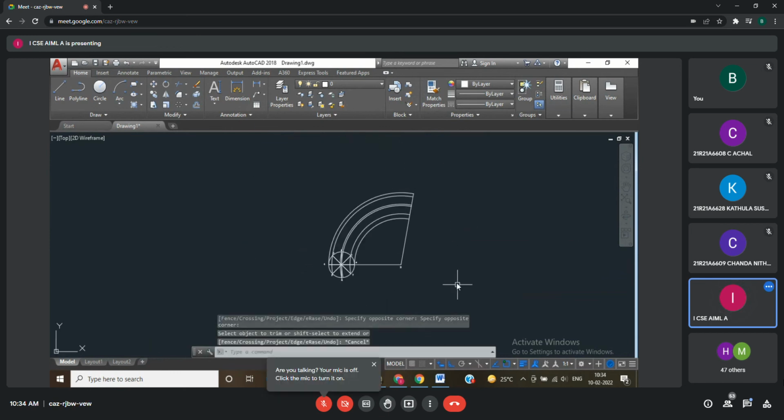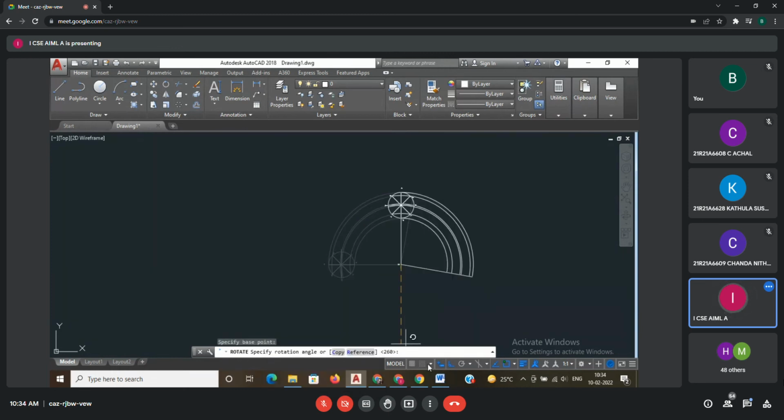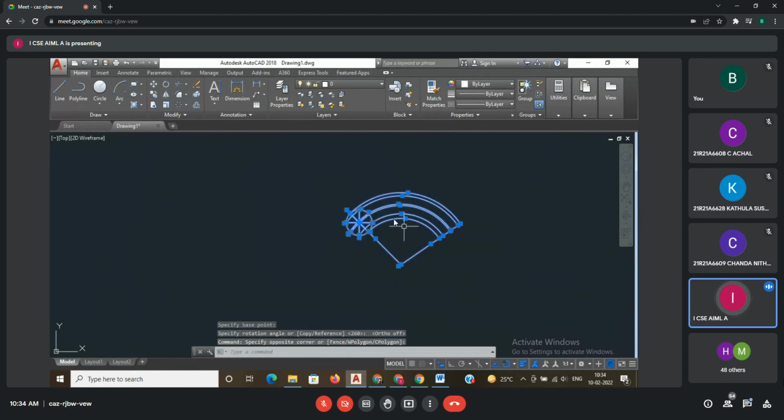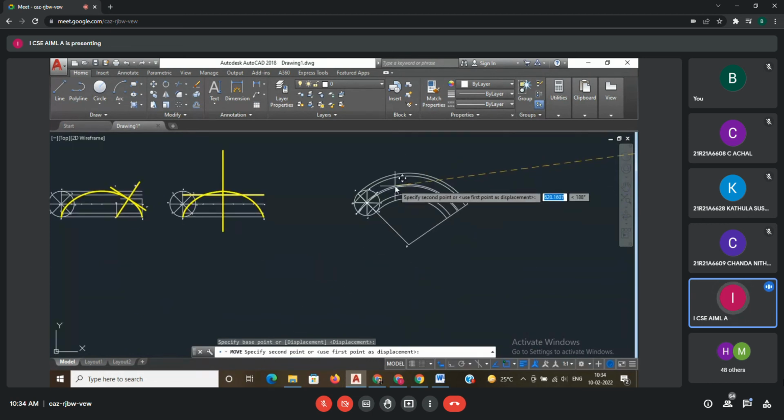Then select this circle and go for rotate. Select this point and keep it horizontal. Keep it like this. Okay. Now I will select this and use the move command. Nearby I will draw here. You can get some idea.